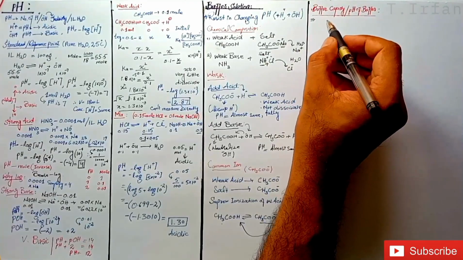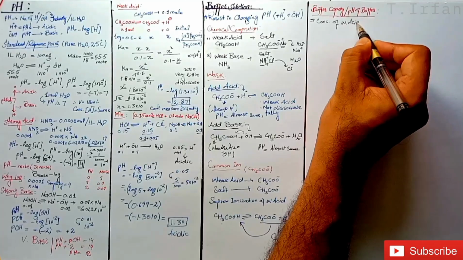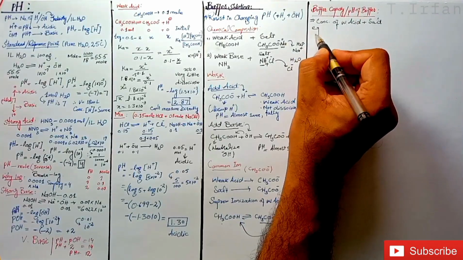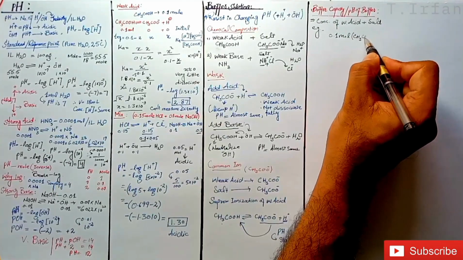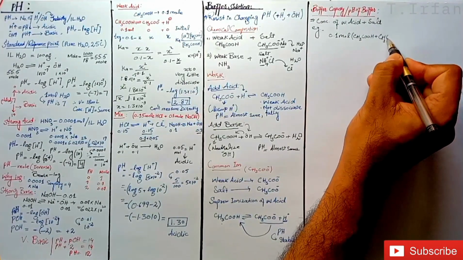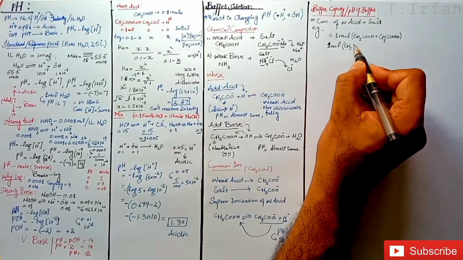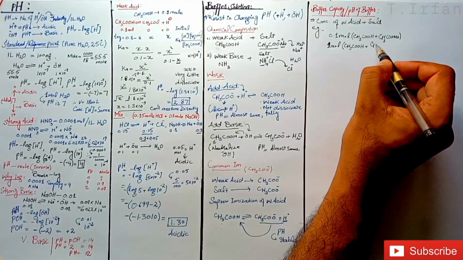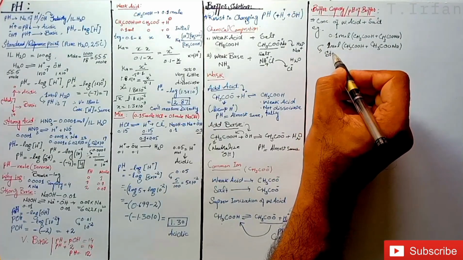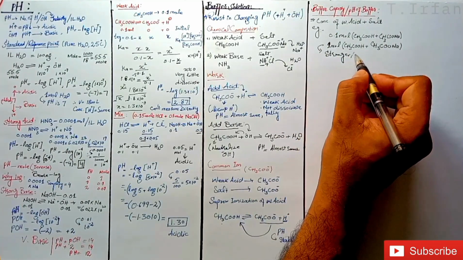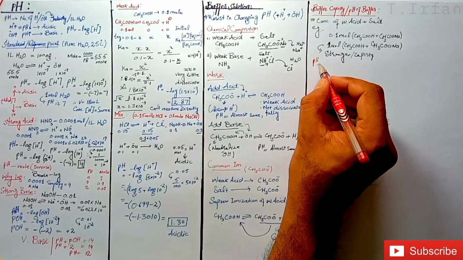Let us now discuss buffer capacity and pH of buffer. Buffer capacity is the capability of buffer to resist the change of pH when acid and base are added. Buffer capacity depends on the concentration of weak acid and the salt of that weak acid. For example, when we make a buffer solution by mixing 0.1 mole of acetic acid and 0.1 mole of sodium acetate, and make another buffer solution by mixing 1 mole of acetic acid and 1 mole of sodium acetate, the second buffer solution has the higher capacity. This buffer solution has the higher capability to resist the change of pH.